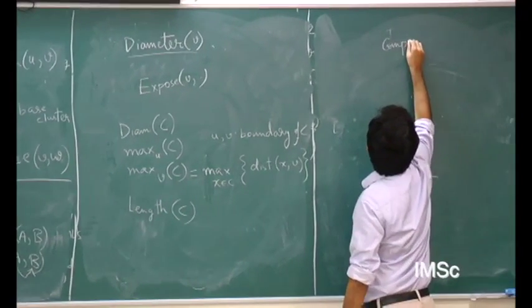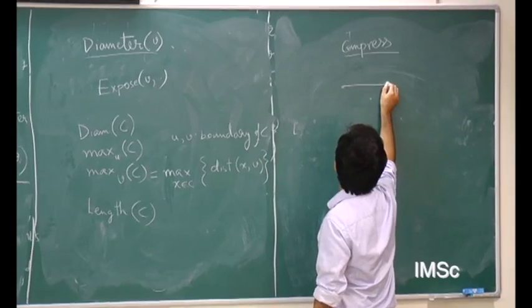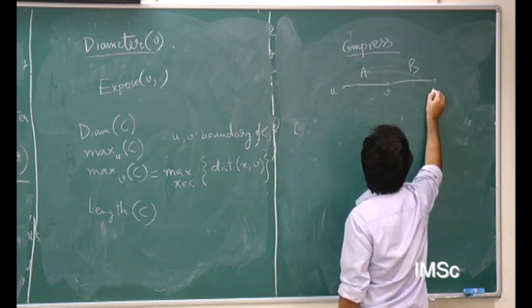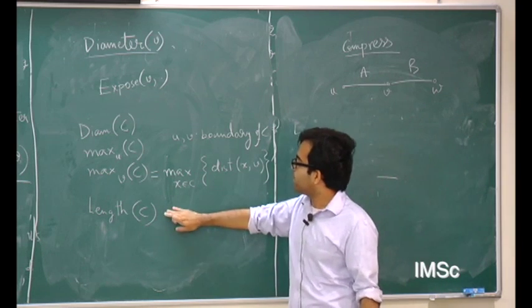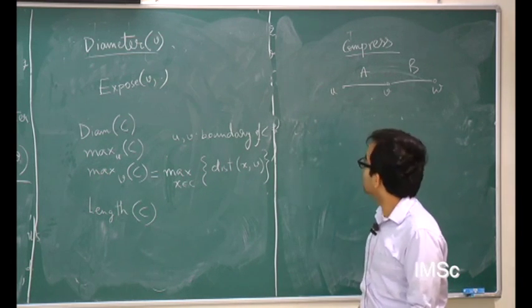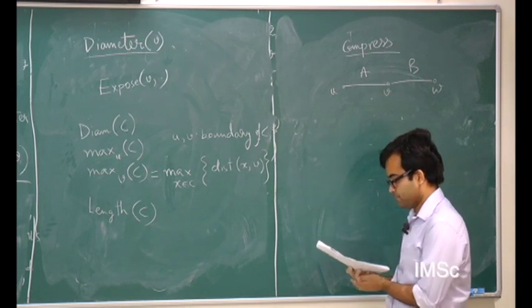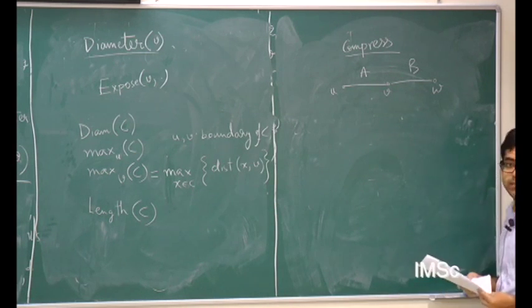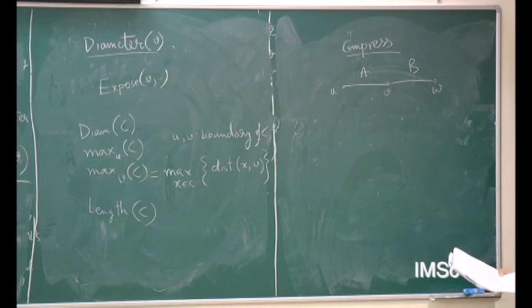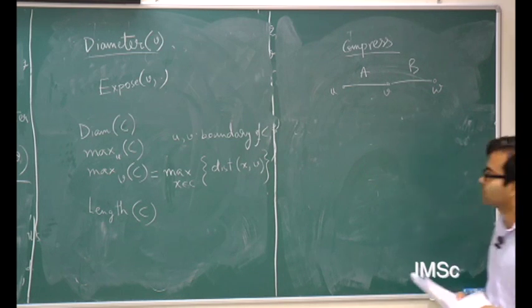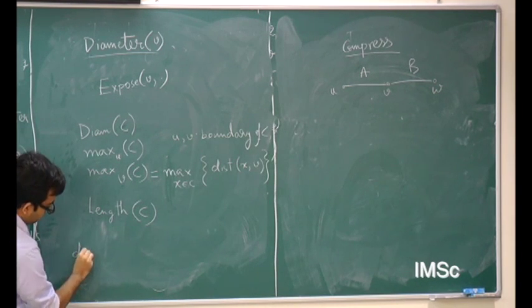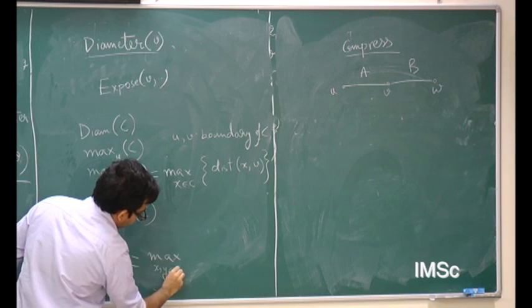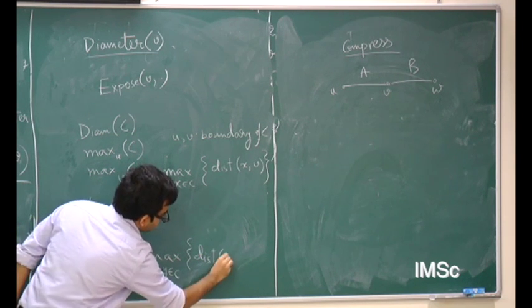So, this is compress. A, B. We know length C can be updated, length C will be length A plus length B. What will be the diameter of C? Anyone? From the fields from A and B, how will you guess the diameter of C? Okay, diameter of C is: look at all pairs of nodes in C, the maximum distance.